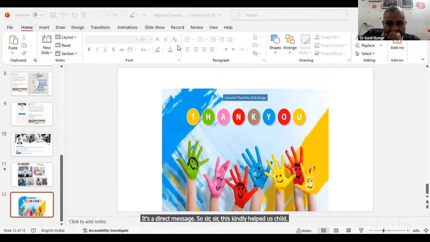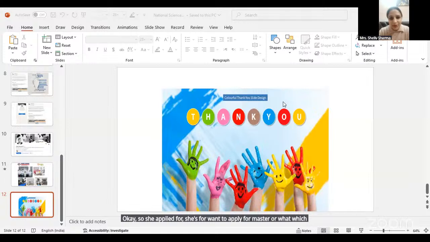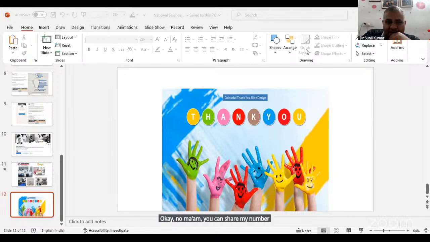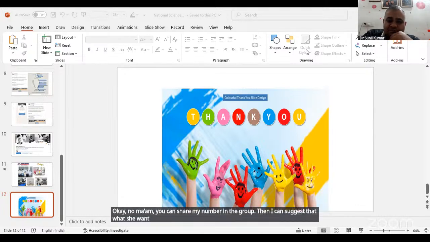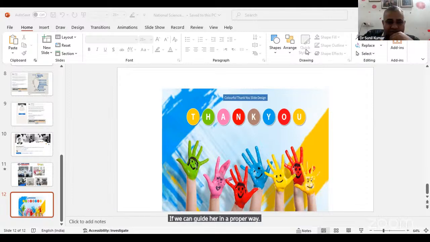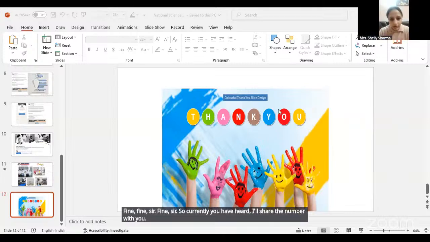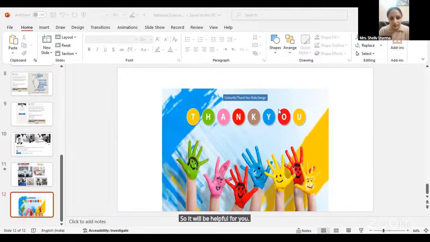Okay, so she wants to apply for a master's? Kanvi, please unmute and talk to sir. Sir is very helpful. She has written a message in the chat box. Yes, ma'am, my microphone is not working. Okay, ma'am, you can share my number in the group, then I can suggest what she wants to do. Fine, sir can guide her in a proper way. Kanvi, you have heard. I'll share the number with you, so it will be helpful for you. Okay, sir. Thank you so much, sir. Okay, ma'am. Take care.